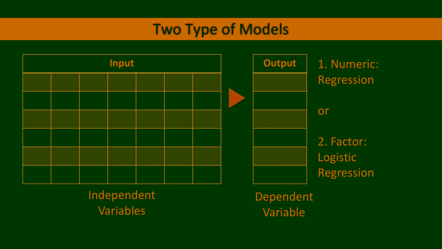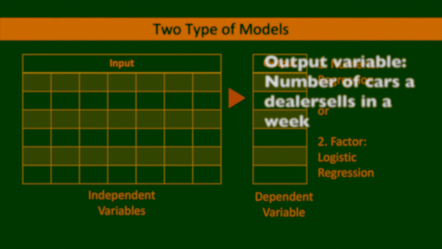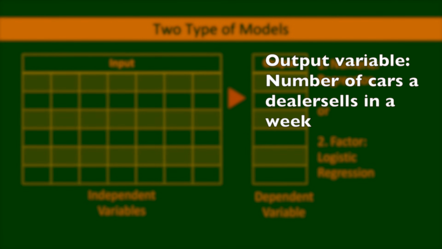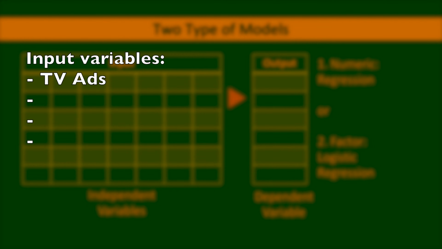So let's look at one example where it could be numeric. Suppose the output variable in which we are interested is how many cars a dealership is able to sell every week. So the number of cars is a numeric value. We may be getting values like maybe 5 in a week or 12 in a week or 15 in a week. It will take some numeric value. And the input, which is the independent variables, could be something like how many TV ads appeared during that week, or it could be some other variable.